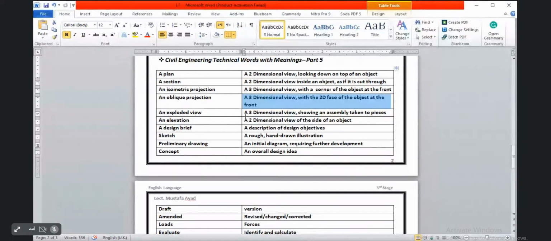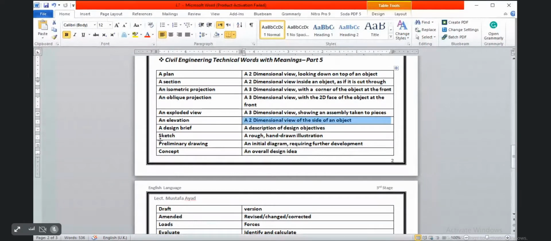Exploded view: a three-dimensional view showing an assembly taken to pieces. يعني من تقسم أو تجزئ الشيء إلى مجموعة أجزاء يسموه exploded view. Elevation: a two-dimensional view of the side of an object. elevation هو من تباوع من الجانب المنشأ يعني هسه المنشأ أنت تباوع للجانب مالته هذا يسموه elevation.